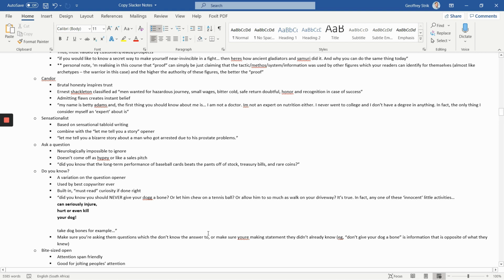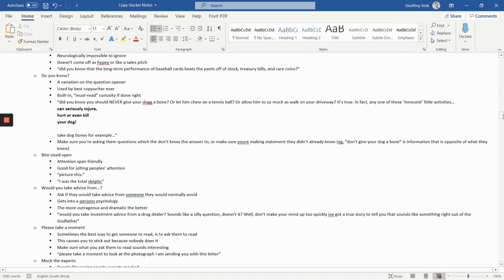Make sure you're asking them questions which they don't know the answer to, or make sure you're making a statement they didn't already know. Example, don't give your dog a bone is information that is opposite to what they already knew. Once again, contrasting. The bite-sized opener, attention span friendly, good for jolting people's attention. Picture this. I was a total skeptic. So sort of sets up the rest of the sentence.